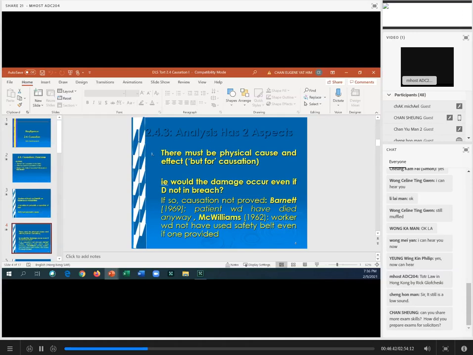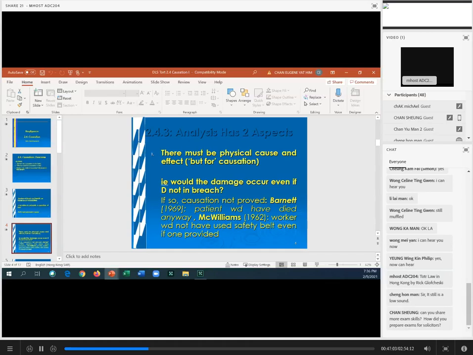The but-for test was not satisfied. Barnett's a good case. The facts are fairly simple. The court found that there was no causation, therefore no negligence. Obviously there was damage, by the way, yes. So the only element missing from Barnett was the element of causation.